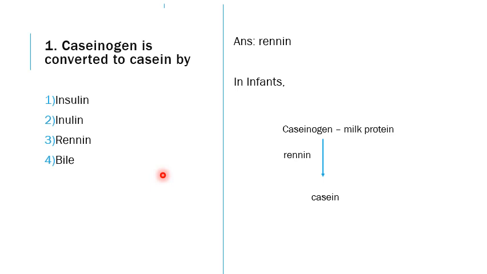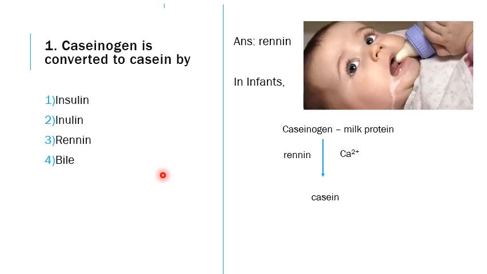enzyme renin. This renin also requires the presence of calcium ions. In this question, they have not given any confusion. Sometimes they may give with confusion, wherein instead of double N, they may give a single N, called renin. That renin is actually different. That is involved in the renin-angiotensin aldosterone mechanism that regulates the blood pressure. That renin is actually secreted from the kidney.